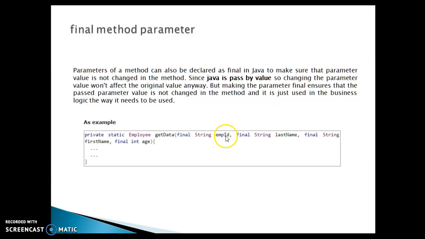So if you declare these variables as final, then whenever a caller is calling this method, the caller must be passing these parameters. And you cannot reassign some other value to these parameters. So whatever value is sent by the caller, these values will be used as they are in this method. That's basically the significance, or the advantage, of making a method parameter final.